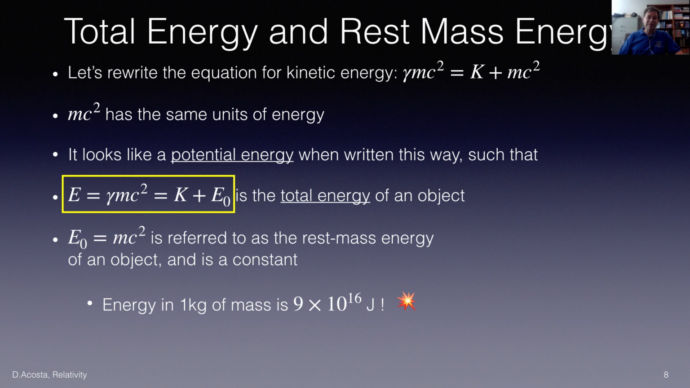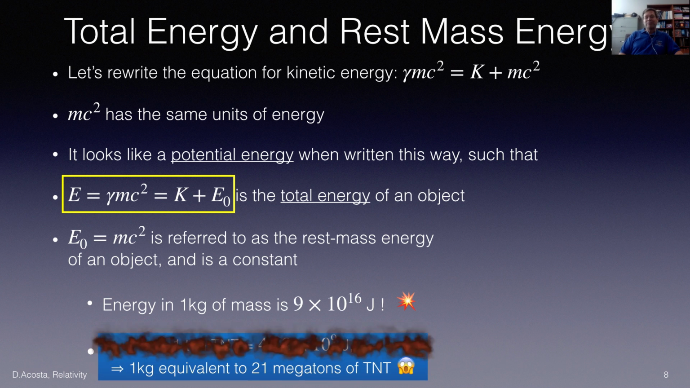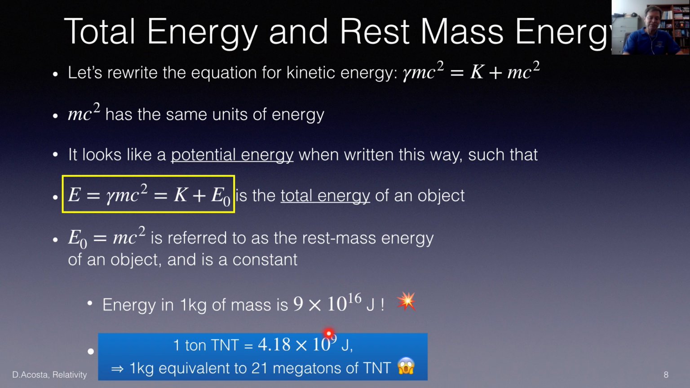Just for comparison, to tell you how large in joules that really is, 1 ton of TNT explosives is 1 billion calories, which is also 4.18 times 10 to the 9 joules. But this is 10 to the 16 joules, not 10 to the 9th. So we're talking about 21 megatons equivalent of TNT in 1 kilogram of mass. That's a lot of energy. Okay, but not to scare anyone, we're just saying that 1 kilogram of mass actually has a lot of energy in it according to Einstein.